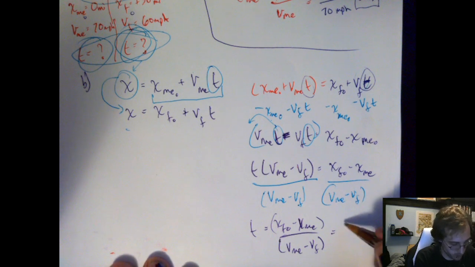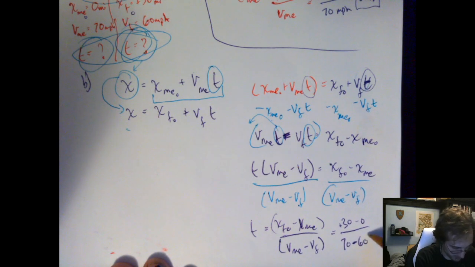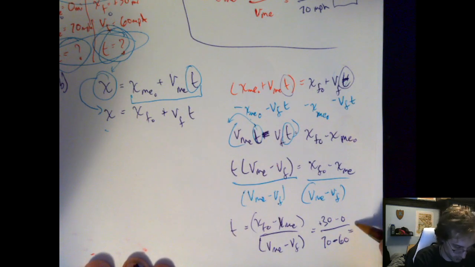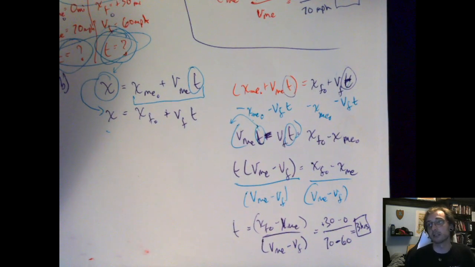And putting in our numbers, we know that our friend's position was plus 30. We know that our position was 0. We know that our velocity was 70. And we know that our friend's velocity was 60. So we'll get 30 over 10, which is 3. So that tells us that it takes 3 hours to catch up.